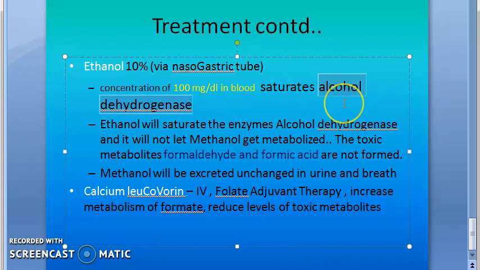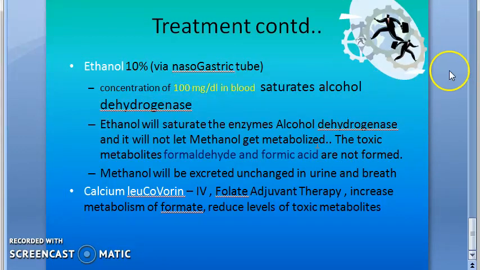This enzyme, if methanol and ethanol are both present, will actually pick up ethanol. This is the whole trick here. That's why you're giving alcohol to treat alcohol poisoning. Did you understand that? Okay, you understood, right? Ethanol takes priority over methanol.